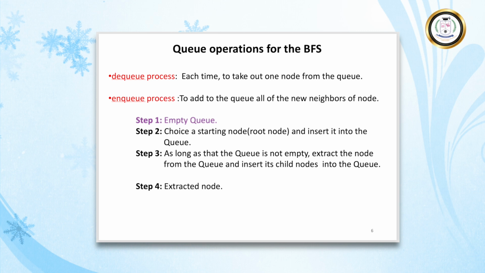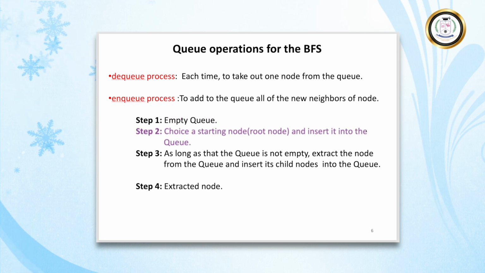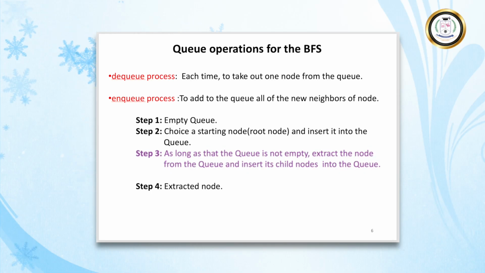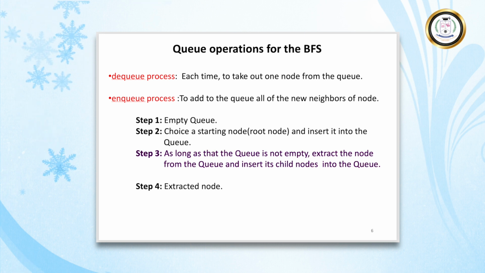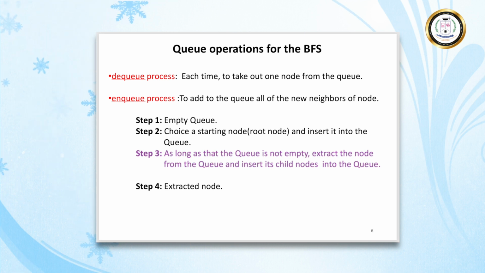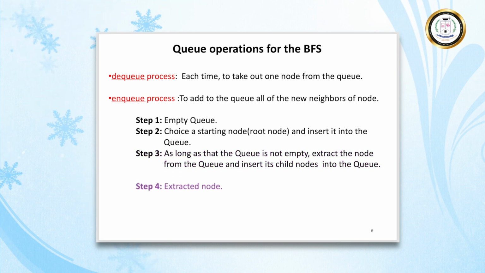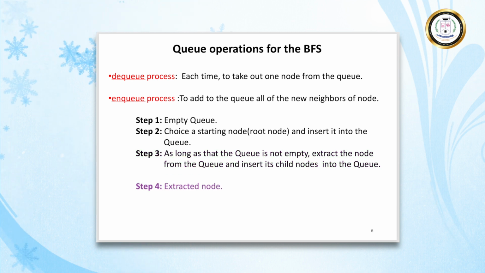Step 1, take an empty queue. Step 2, select a starting node, which is the root node, and insert it into the queue. Step 3, provided that the queue is not empty, extract the node from the queue and insert its child nodes into the queue. Step 4 is to print the extracted node.